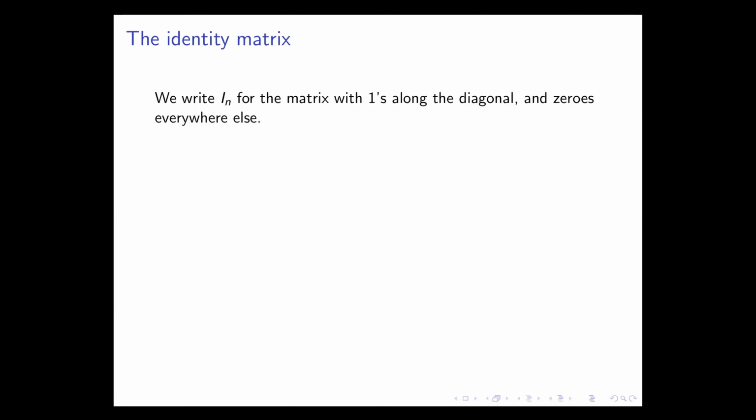So you can write it as In or I_n. It's the matrix with 1 along the diagonal and zeros everywhere else. So the 1 by 1 matrix is just the number 1, I2 is 1, 0, 0, 1, and so on.